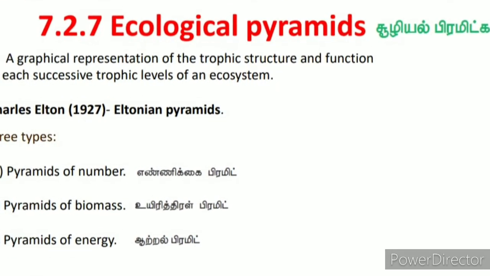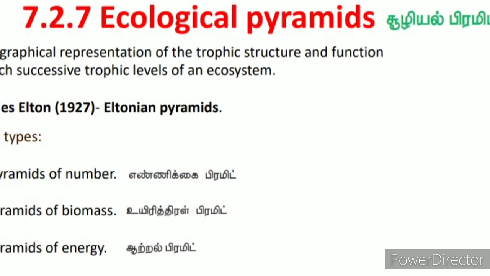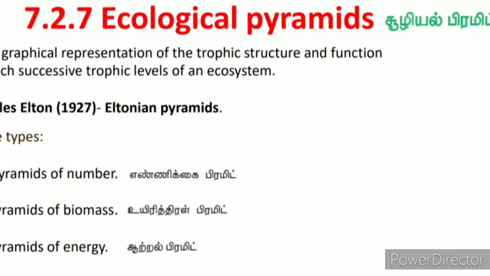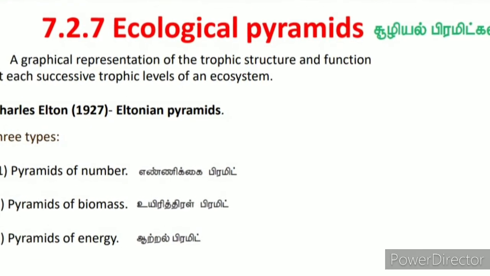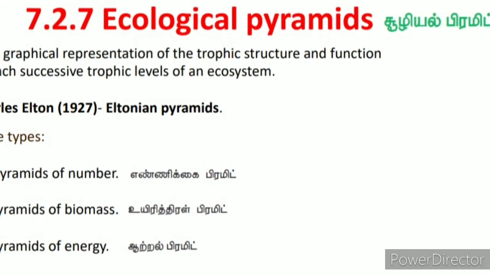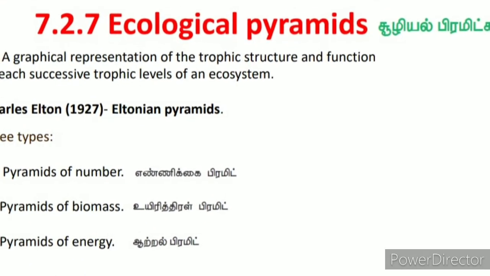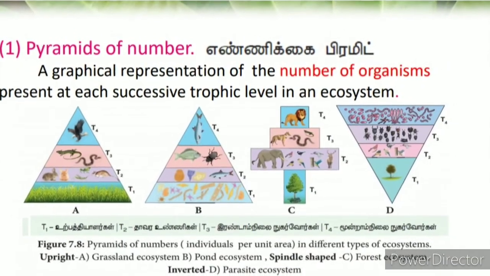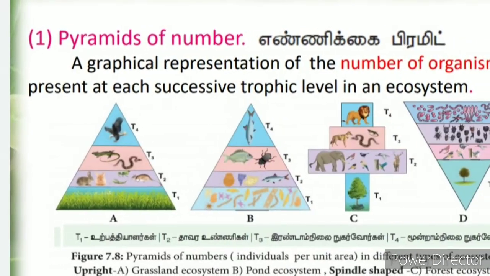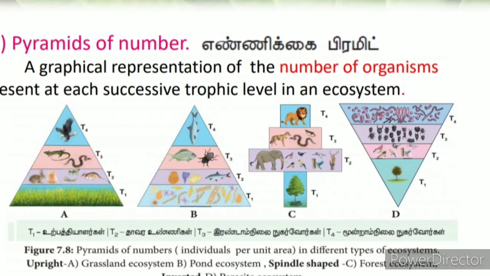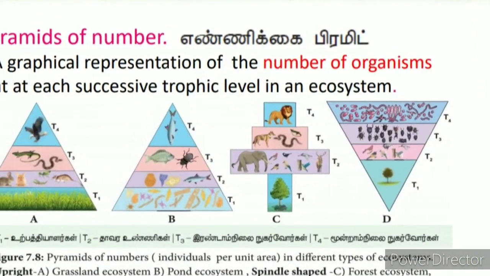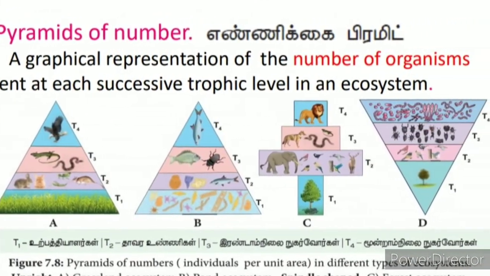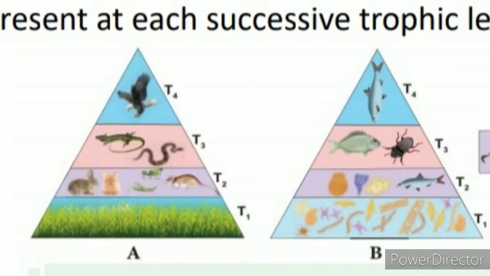Thus, they are also called Eltonian pyramids. There are three types of pyramids: pyramid of number, pyramid of biomass and pyramid of energy. A graphical representation of the number of organisms present at each successive trophic level in an ecosystem is called pyramid of number. There are three different shapes of pyramids. They are upright, spindle and inverted.